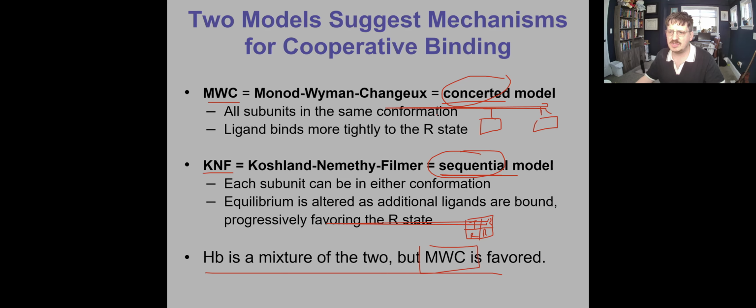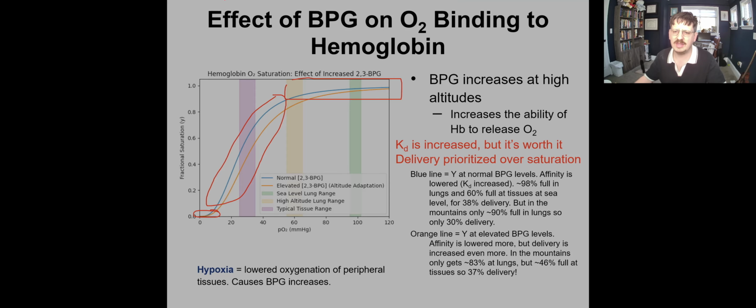But the MWC, the concerted model, is the one that's more favored. What I mean by a mixture of the two is that both happen to an extent. There's evidence that both happen to an extent, but the concerted model is definitely what happens the majority of the time. And that makes sense when we look at this graph.